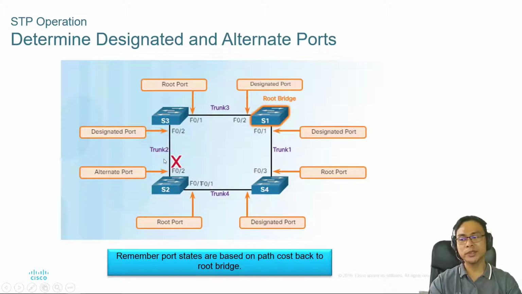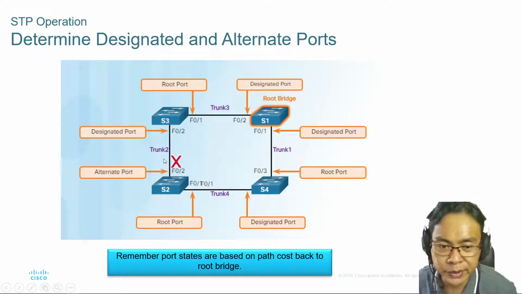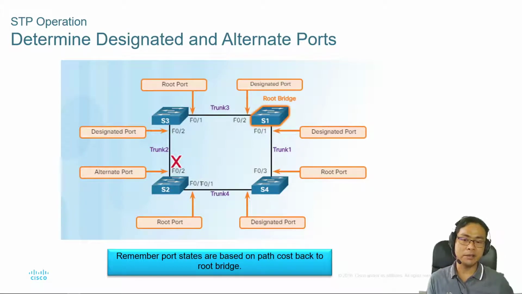So alternate port is somewhat like a block port that is not being used, deactivated, but connected. Okay? It's just not used to prevent loops. But if in any case something happened here, for example, trunk 4 got disconnected, then it will automatically activate. Okay? Everybody will know that this is disconnected. So F02 of S2 will activate. So that's the backup plan.